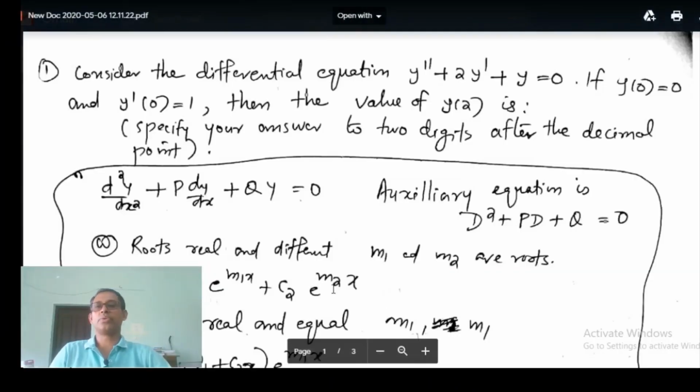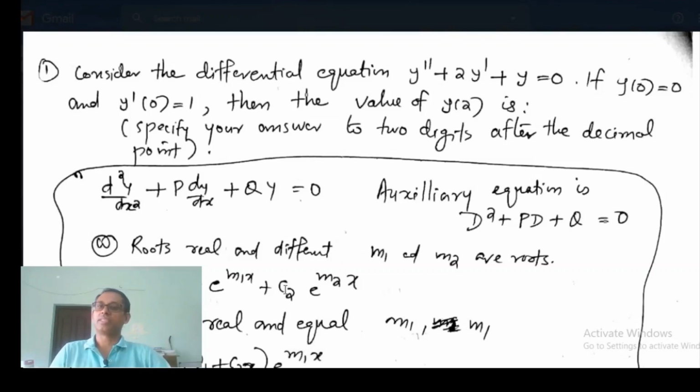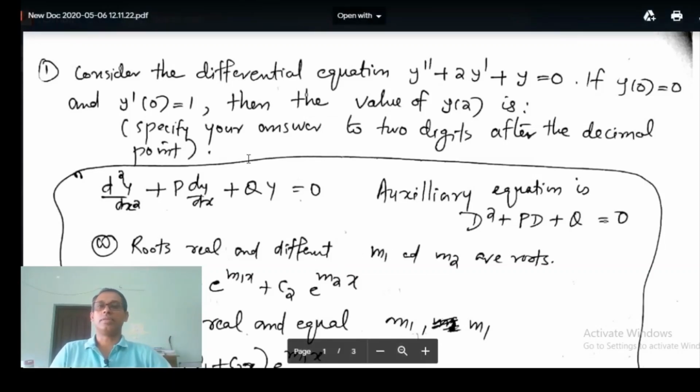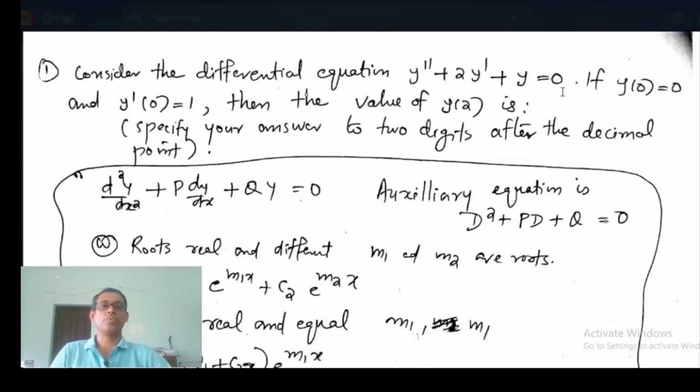Hello everyone, today we will see 5 questions from the mathematical method side. First of all, let's see the differential equation. Consider a differential equation y double prime + 2y prime + y = 0.